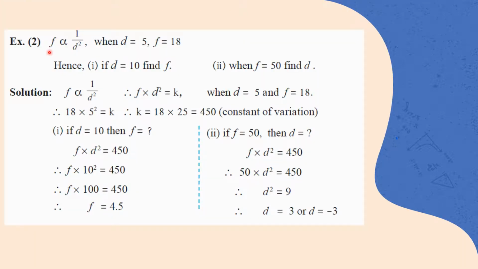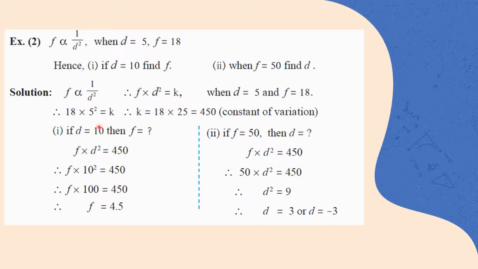If f is inversely proportional to 1 upon d square, when d is 5 and f is 15, we have to find when d is 10, the value of f, and when f is 50, the value of d. So f is inversely proportional to 1 upon d square. Therefore, the equation will be f into d square equal to k. This is the equation of variation and k is the constant of variation.